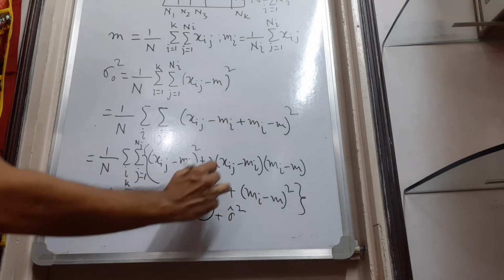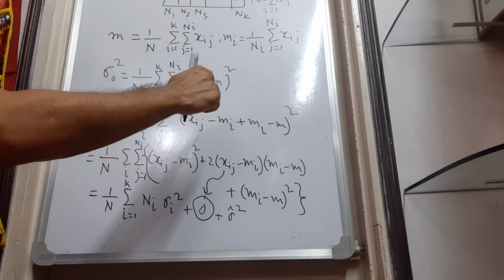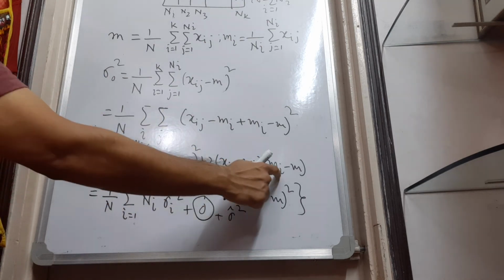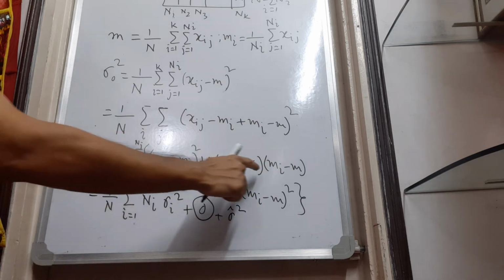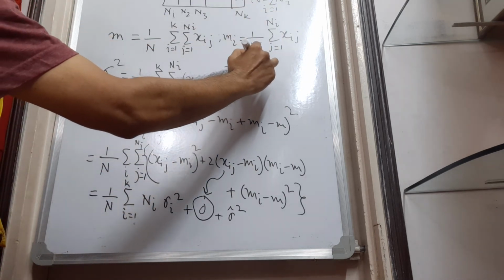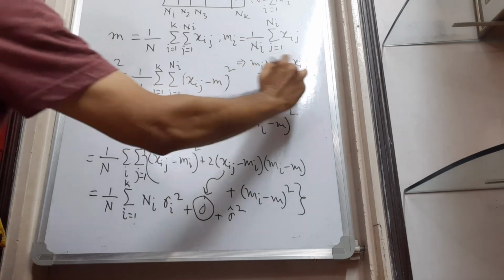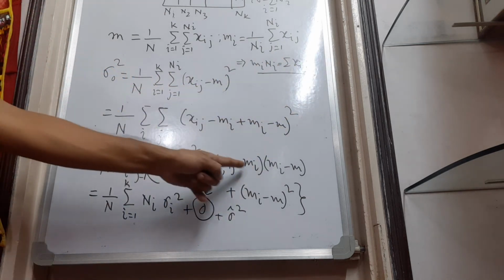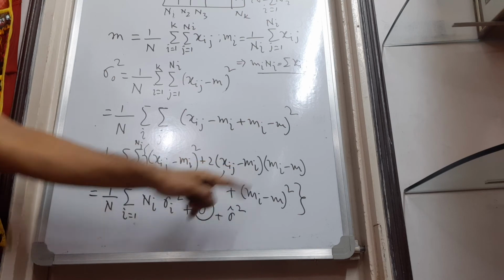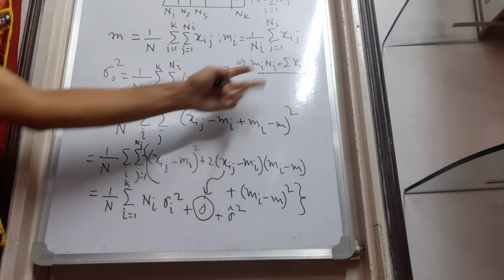And why is this term 0? Simply because of the definition of this M_i. If we make up the sum, this comes out of the j sum, and so this becomes the summation of (x_ij minus M_i). From here we can easily see that M_i n_i is equal to the summation of x_ij. This relation establishes that this is 0. This comes out of the j sum, and when the summation of M_i over j equal to 1 to n_i gives M_i n_i, and this is the summation of x_ij, they are equal. So, this is 0.